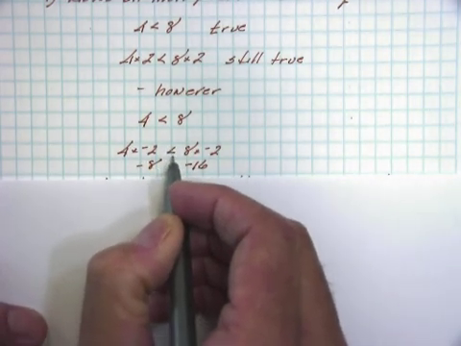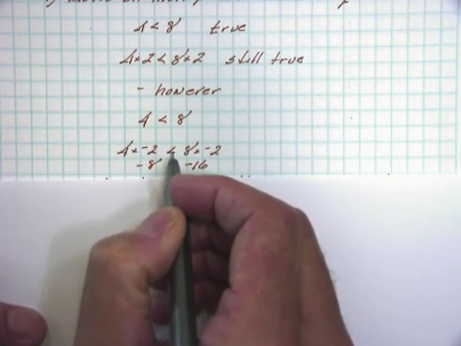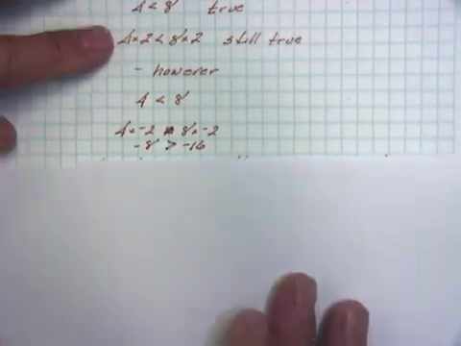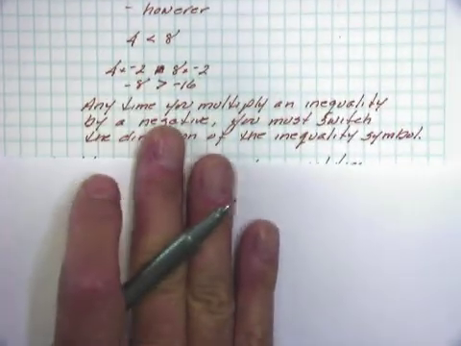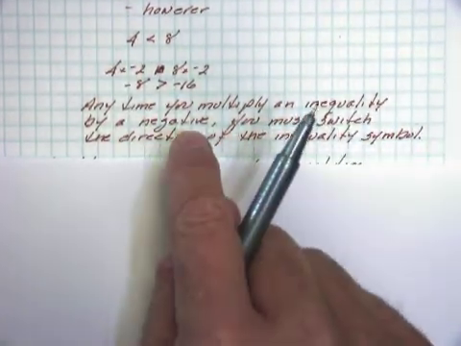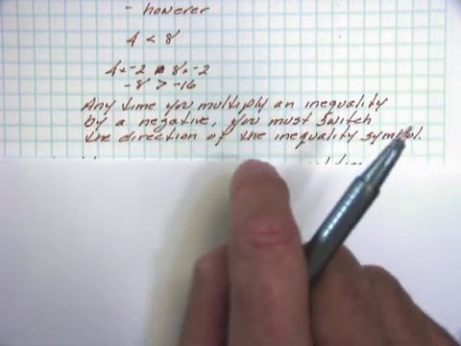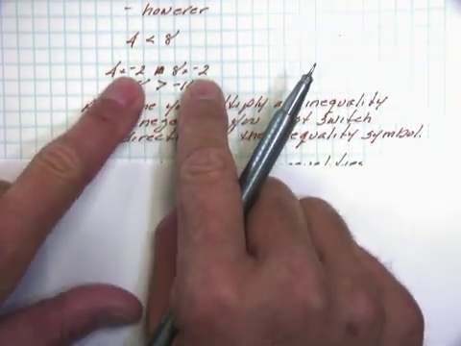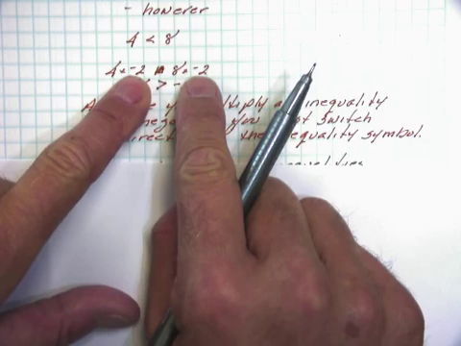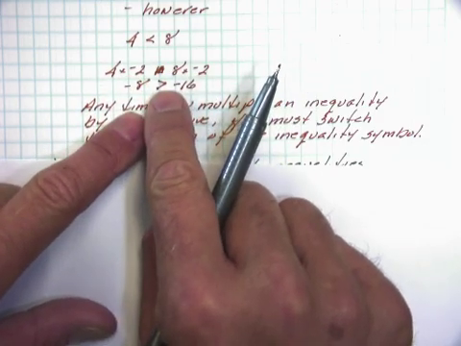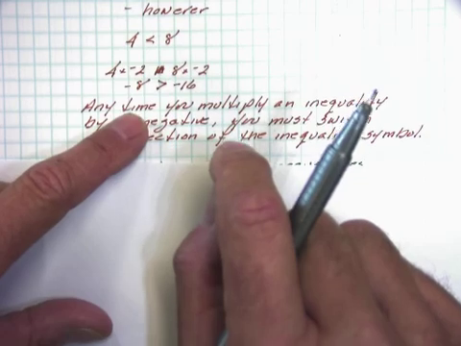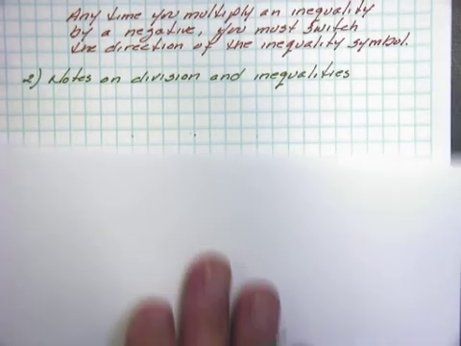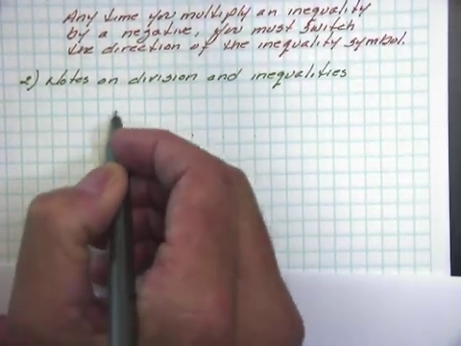So what happened to the inequality symbol? You should be looking at this and recognizing that it switched. It switched directions from less than to greater than. So our note here is that anytime you multiply an inequality by a negative, you must switch the direction of the inequality symbol, okay? So anytime you multiply an equation or inequality by negative 2, you have to switch the direction of the inequality symbol, okay? And that's only for inequalities, all right?